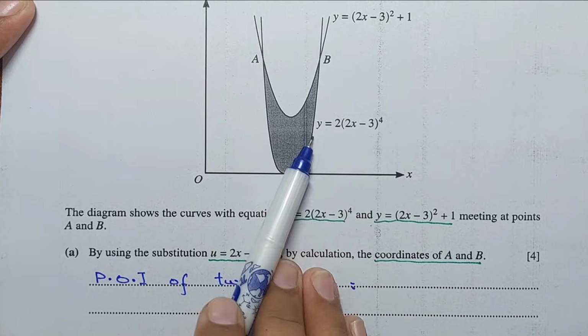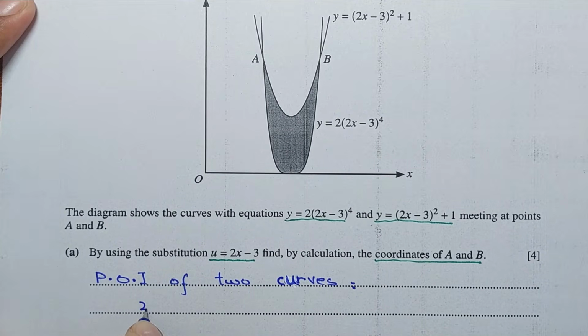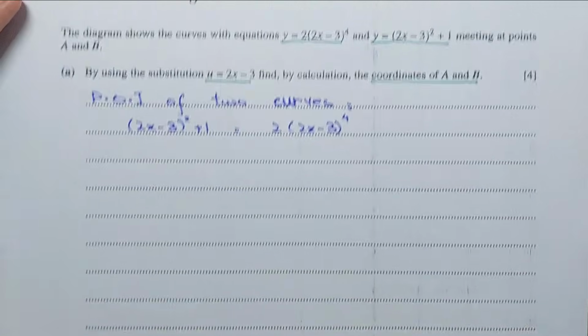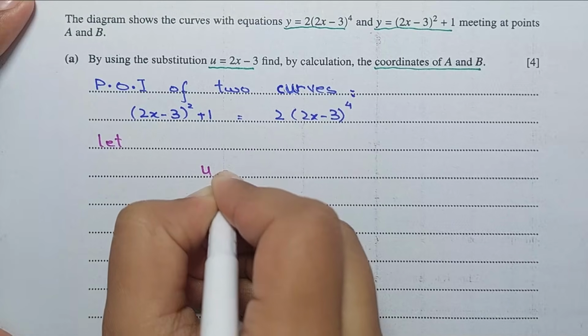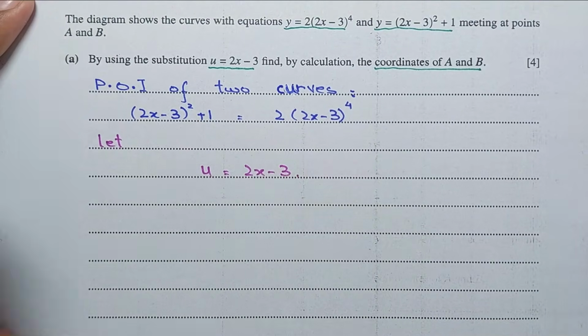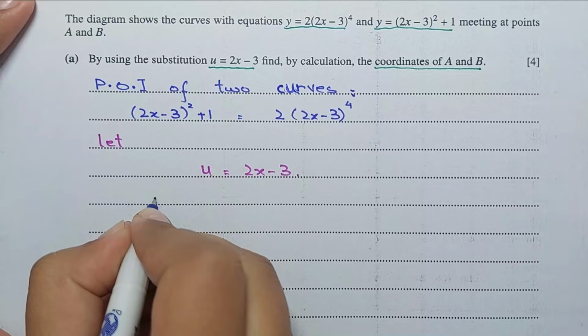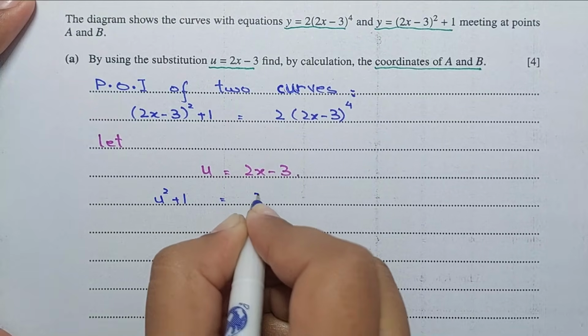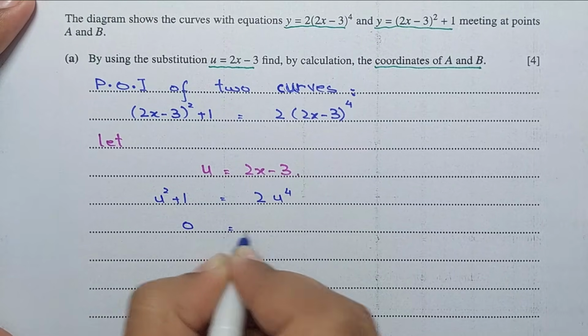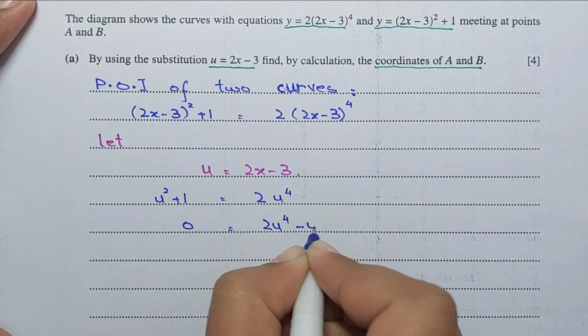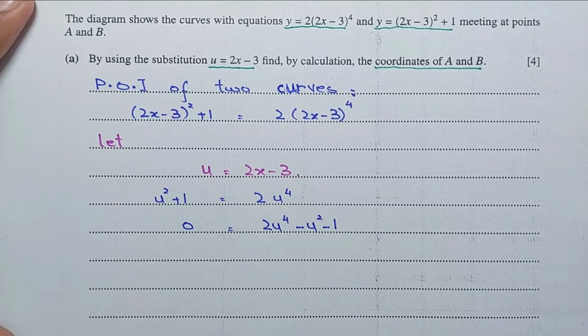So this is y equals to something and y equals to something. Put both of them equal. 2x minus 3 whole square plus 1 would be equals to 2 into 2x minus 3 to the power 4. So here we use a supposition that let u is equals to 2x minus 3. So when we suppose this, we can say u square plus 1 would be equals to 2 into u to the power 4. So shift the terms all on the right. So 2u to the power 4 minus u square minus 1 would be equals to 0, right?